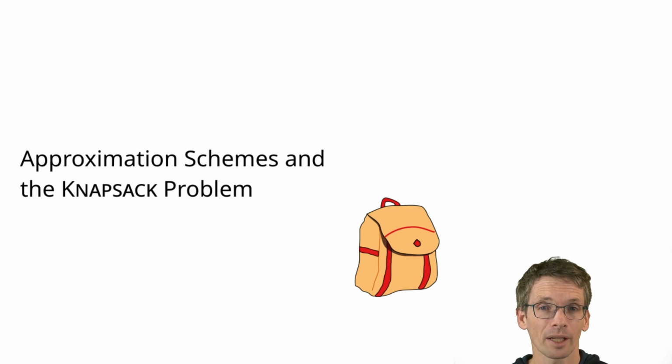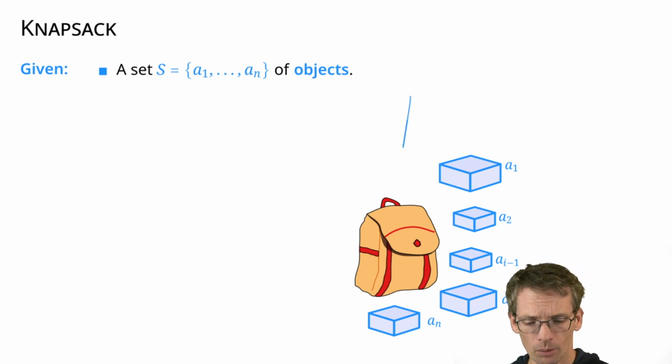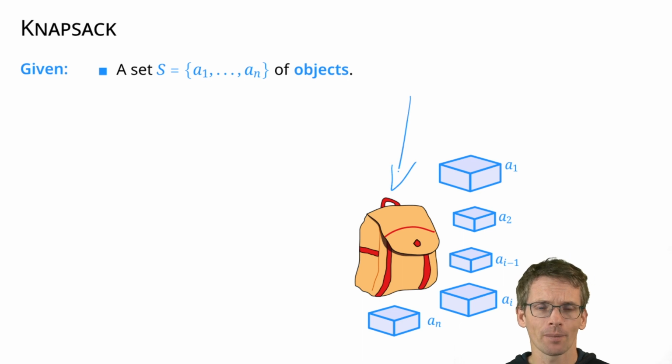Today we're going to take a look at an approximation algorithm, or more specifically an approximation scheme for the Knapsack problem. So what is the Knapsack problem? Imagine you're a hobbit, standing in front of the dragon's hoard. You want to take as much treasure as possible, but you only have your little knapsack here.